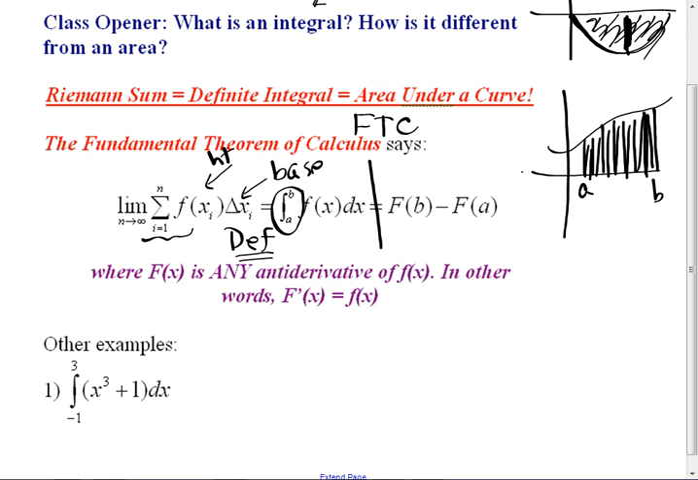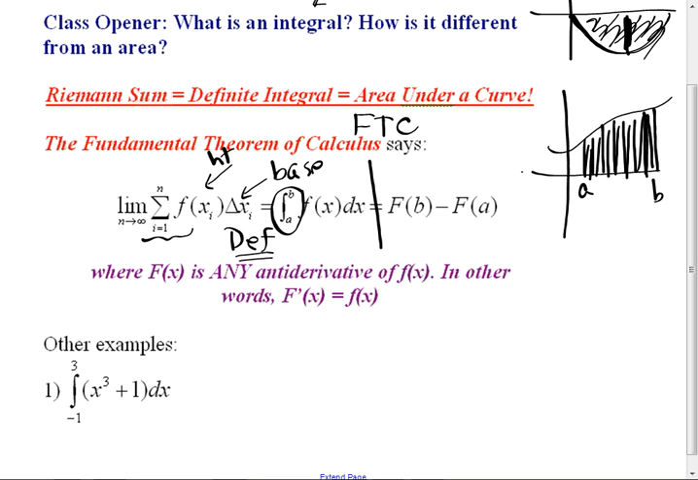It appears on the exam many, many, many times. Okay? So all you do is find the antiderivative of the function and evaluate it at the upper limit, and find the antiderivative of the function and evaluate it at the lower limit and subtract them.